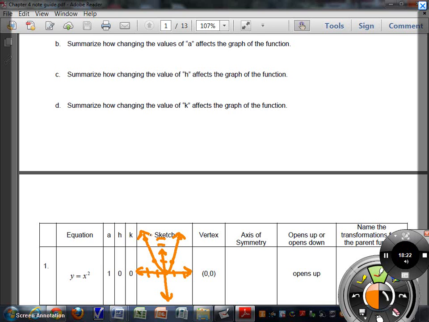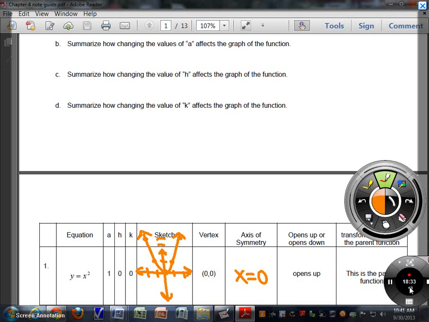Okay, so the vertex is (0, 0), which means the axis of symmetry is at x equals 0. It opens up. And then in the transformation column here, you can see it says this is the parent function. So there are no transformations from the parent function. But if something's being added, subtracted, or multiplied, you should be able to look up what kind of transformation that is and fill it in. Okay? Any questions about that? So your goal is to go ahead and fill in the rest of the chart. Okay?